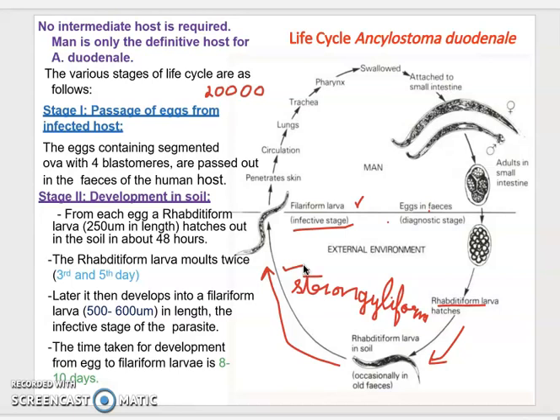It can undergo further development only if this filariform larva enters the body of a man. The transmission of the strongyliform larva is typically percutaneous, that is, through the skin of the foot. In rare instances it can be contracted through contaminated food and water, but mainly it is through the skin of the foot.